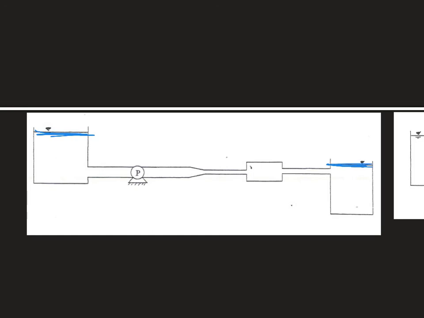Now I'm going to come in here in red, and I'm going to show you everywhere there's a head loss. There could be one here, but we're going to ignore that because I don't feel like doing that. But there's head loss here because there's an expansion, head loss here for a contraction, and head loss here for another expansion. So those are the things we have to deal with.